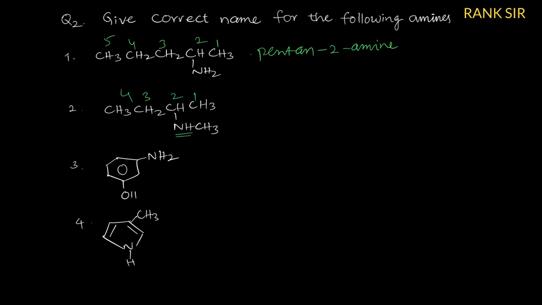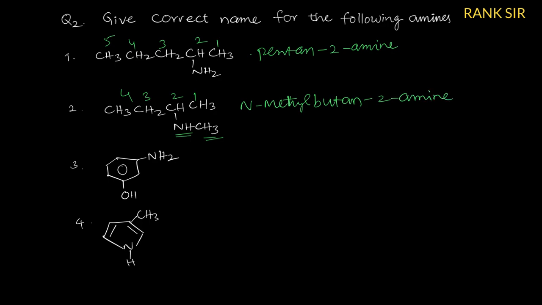The next one, 1, 2, 3, 4. This is which one? On the nitrogen, a methyl group is there. Therefore, it is written as N-methyl. Total how many carbons? 4. Butane and second position amine.